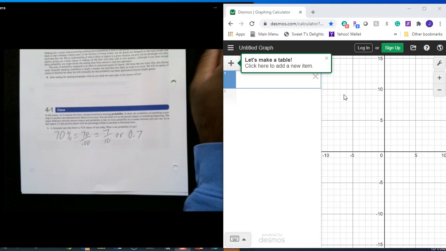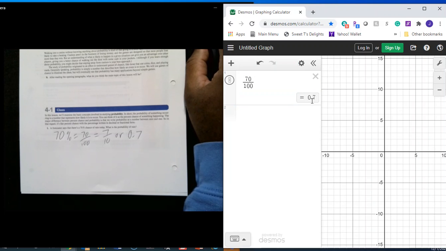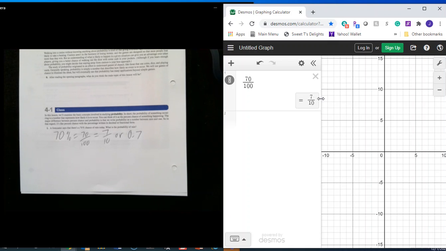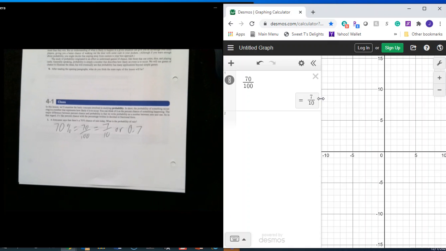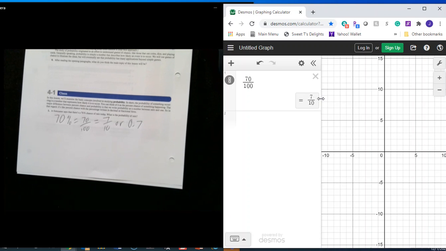And you can see that here also in the Desmos calculator. You could do 70 divided by 100, and that'll give you 0.7. Or if you hit this symbol here with the fraction, it will give you the fractional answer. So that is the probability of it raining. Now we'll move on to the next page.